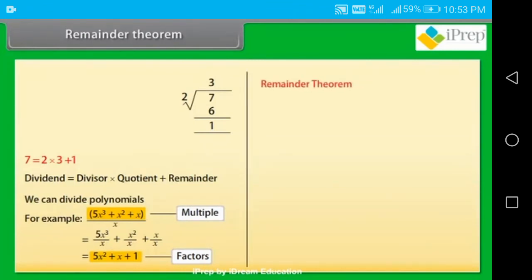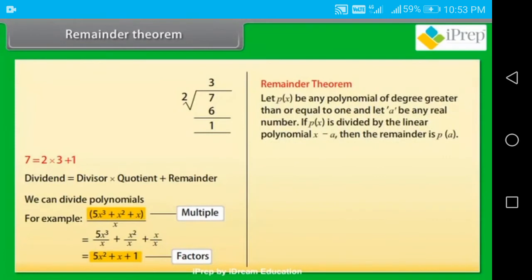Let's now see what remainder theorem says. Let p(x) be any polynomial of degree greater than or equal to 1, and let a be any real number. If p(x) is divided by the linear polynomial x minus a, then the remainder is p(a). This is known as remainder theorem.